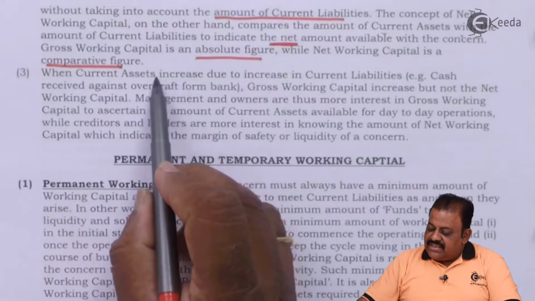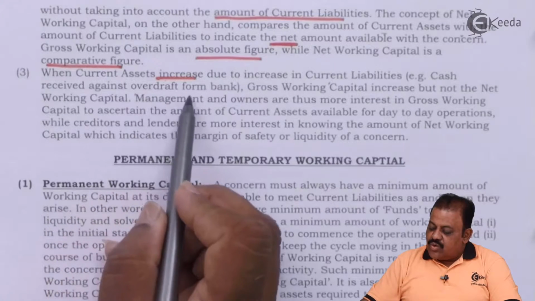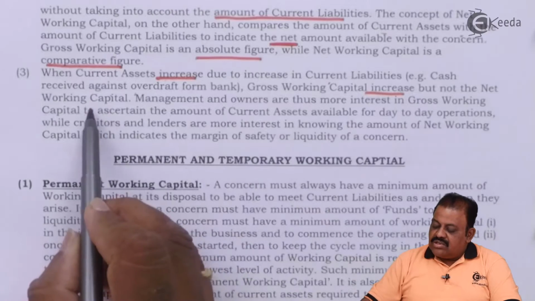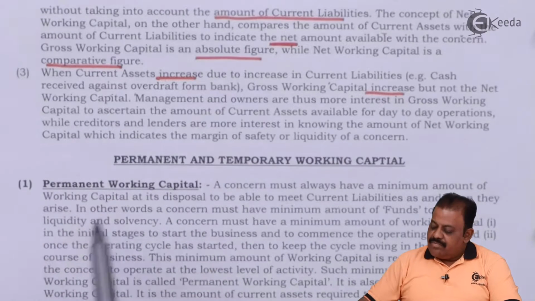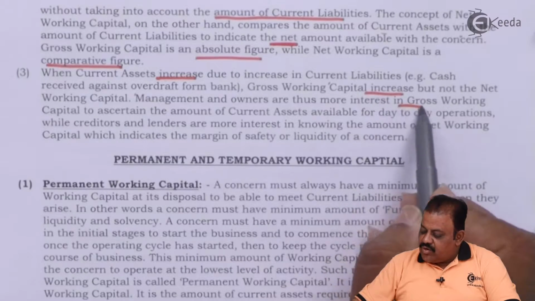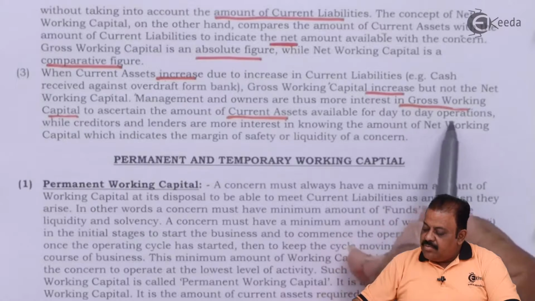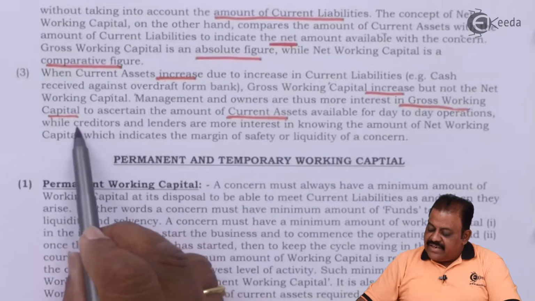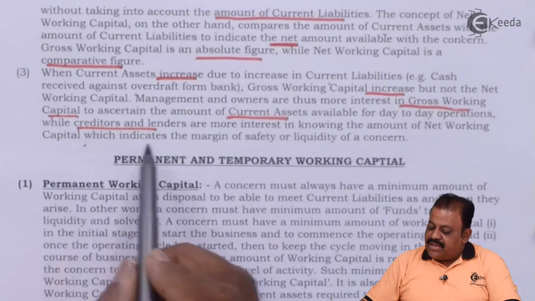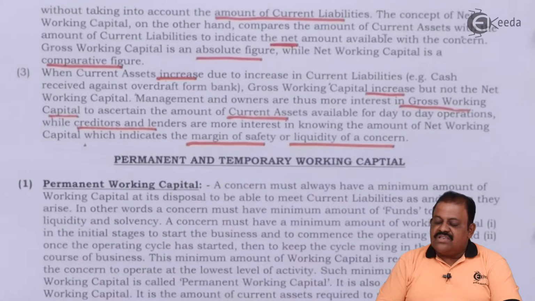When current asset increase due to increase in current liabilities, example cash received against overdraft from bank, gross working capital increases but not the net working capital. Management and owners are thus more interested in gross working capital to ascertain the amount of current assets available for day-to-day operation, while creditors and lenders are more interested to know the net working capital, which indicates the margin of safety or liquidity of concern.